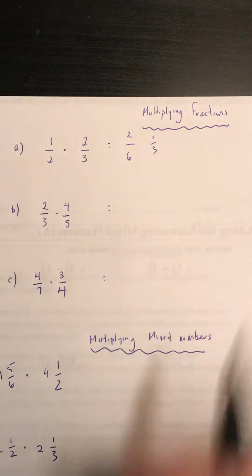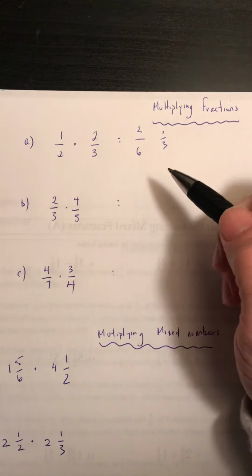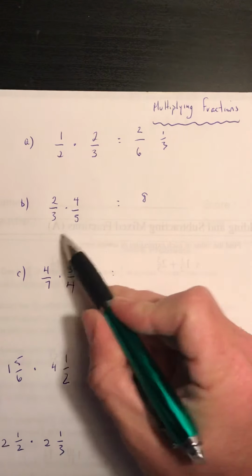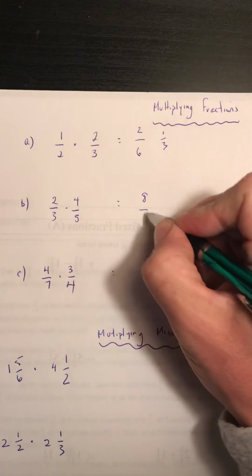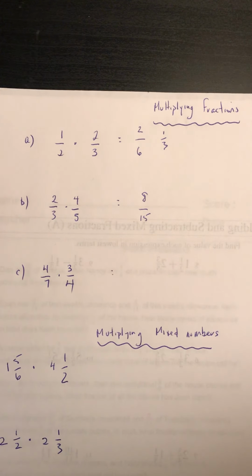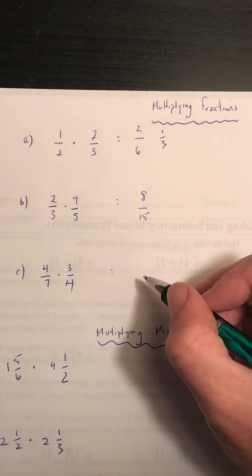Let's do this one. So we've got 2 times 4 is 8, and then 3 times 5 is 15. Can we simplify 8/15? 15 is divisible by 5, but 5 doesn't go into 8, so it's in its simplest form. So we have 8/15.